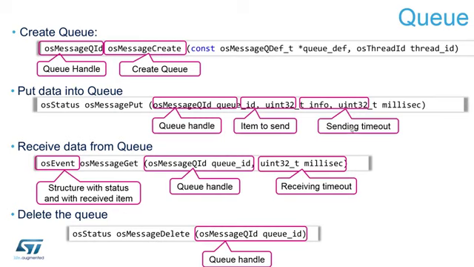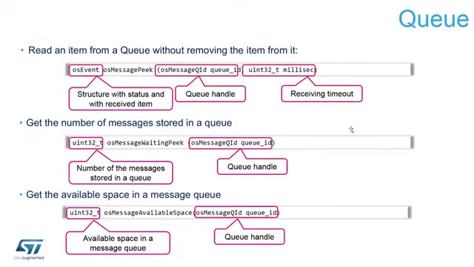The queue can be as well deleted with the OS message delete. There is as well a possibility to look inside the queue without removing the message. This is especially useful if you need to decide what to do with the data, or if you need to process the data later or pre-process something. You can use the function OS message peek, which will look at the first element in the queue. It will return it, but it will not remove it from the queue.